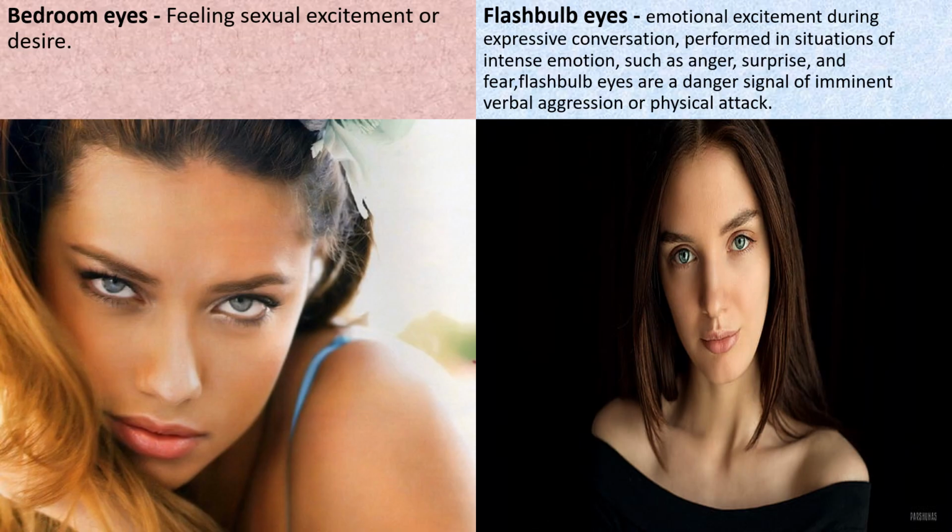Bedroom eyes means feeling sexual excitement or desire. Look at the girl's eyes. They look attractive. So she has some excitement or desire to attract someone.